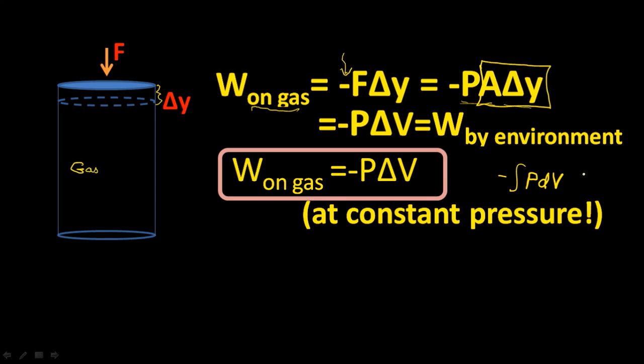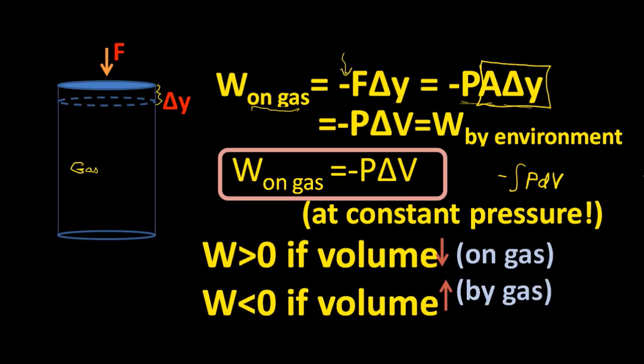So that's the work done on the gas, or the work done by the environment. Basic ideas then. If the work done on the gas is positive, that means the volume has decreased. Okay? And that means that the work is being done on the gas. If the work we get is negative, that means that the volume increases, because in order for this to be negative, delta Y would have to be positive, which means this lid would be going up. So the volume would be increasing, and that means that the work is being done by the gas to push the lid up. Got that? Okay, good.